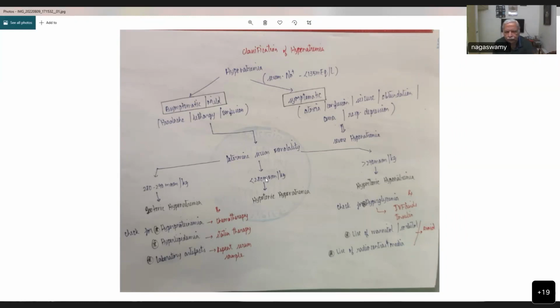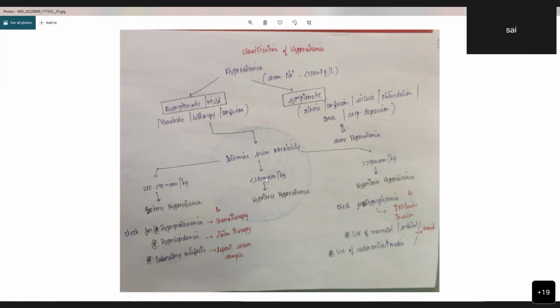Hyponatremia is a common electrolyte disorder which is defined as a serum sodium of less than 135 milliequivalent per liter, sir. Types of hyponatremia: mild, moderate, and severe, and classification and evaluation of hyponatremia and its treatment. Hyponatremia is divided into asymptomatic or mild, and symptomatic. Asymptomatic or mild has symptoms such as headache, lethargy, and confusion, and in symptomatic one it is ataxia, confusion, obtundation, seizure, coma, and respiratory depression, which is considered as symptomatic severe hyponatremia.